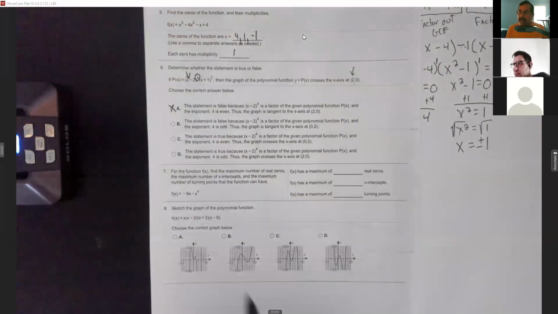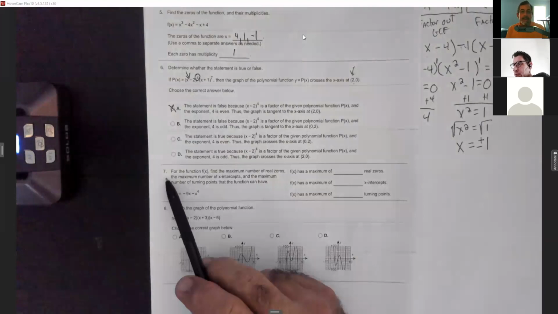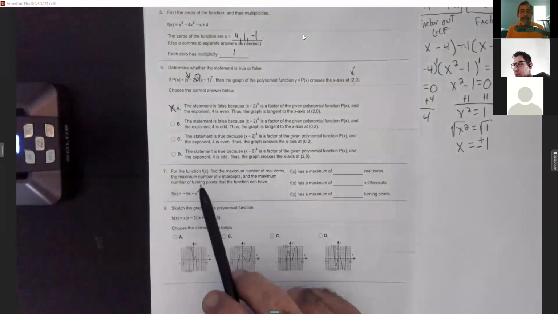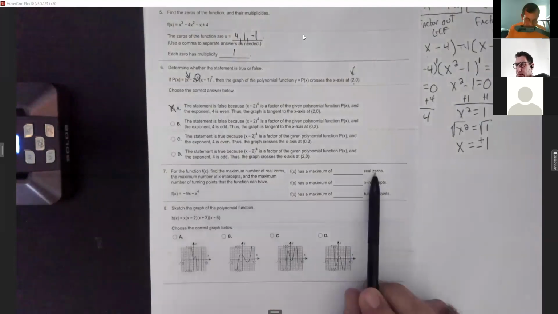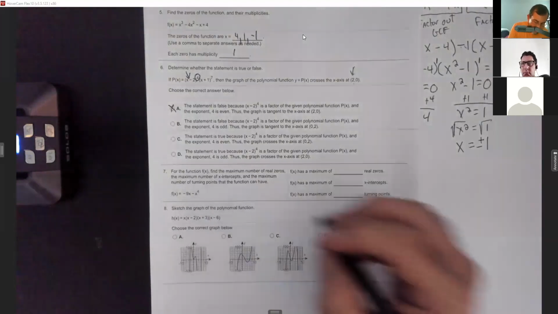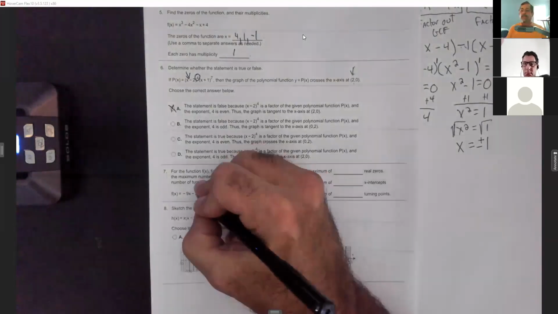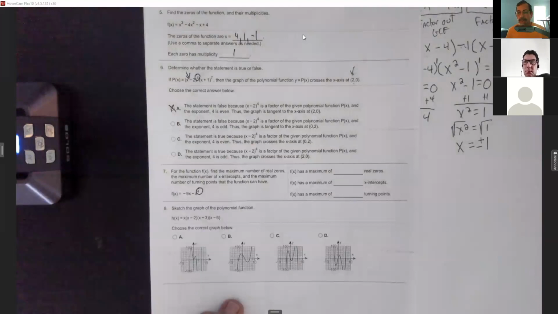All right, 7's not that bad. They want to know what's the maximum zeros, maximum x-intercepts, maximum turning points. Or the maximum number of real zeros is equal to the degree of that polynomial. So since that polynomial is a degree 4, it has a maximum of 4 real zeros.